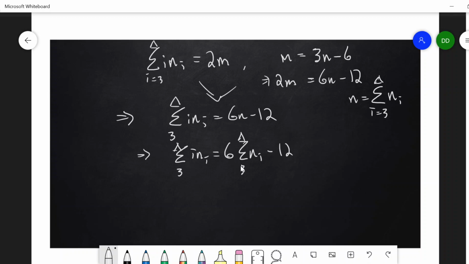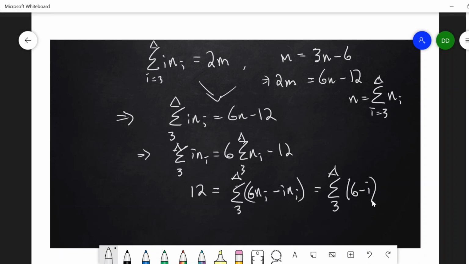All right, we rearrange this a little bit. I can pull this 6 inside of here. I have 6 n sub i. Let's add 12 over and subtract this i n sub i. I have 12 equals the sum of 6 n sub i minus i n sub i. That's the sum over all those. I pulled the sums together from 3 to delta, and that's equal to 12. And this is exactly the terms that we're looking for. So that's the sum of 6 minus i times n sub i is equal to 12. So there's that theorem.